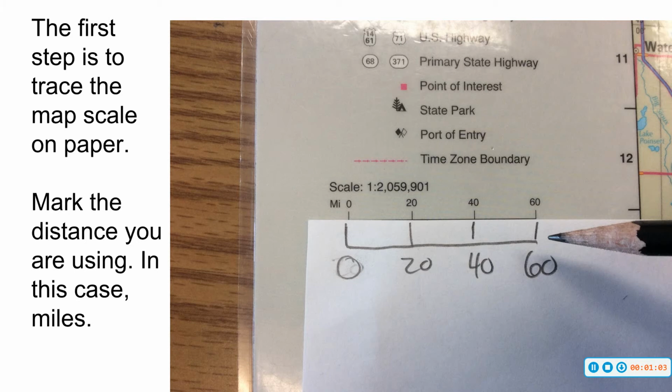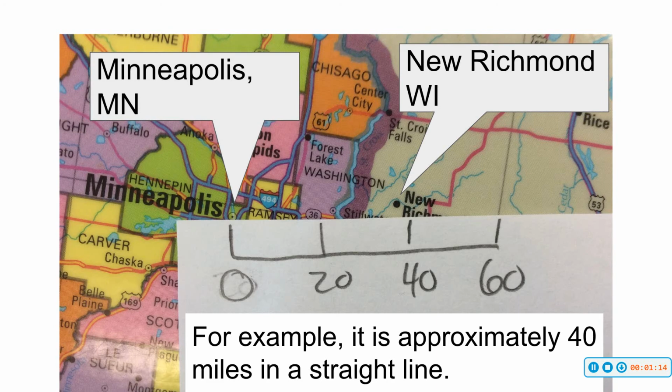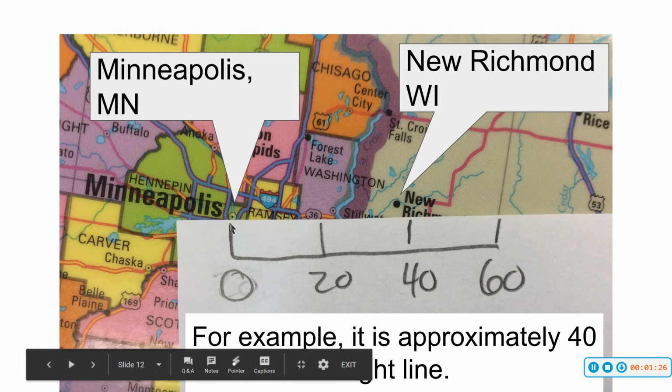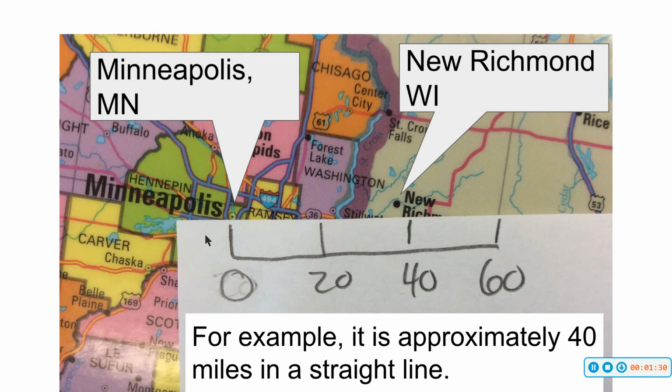The first step is to trace the map scale on paper. Mark the distance you're using, in this case, miles. So if you transferred this makeshift map scale over to the actual map, and let's say you put the 0 on Minneapolis and lined it up to New Richmond, Wisconsin, it would look like it's approximately 40 miles in a straight line.